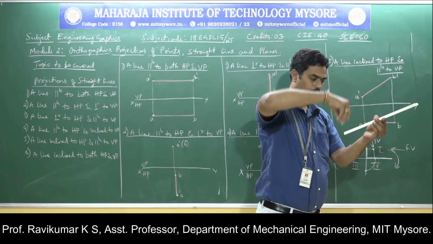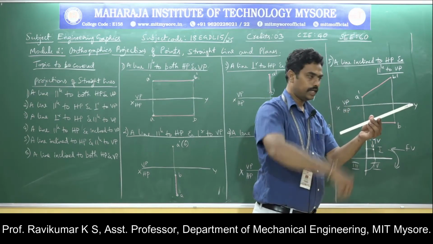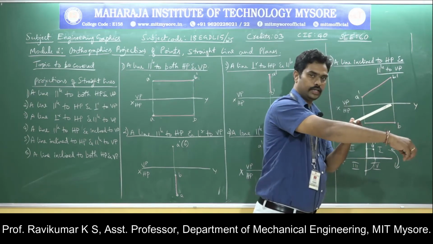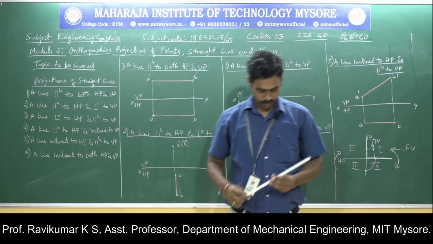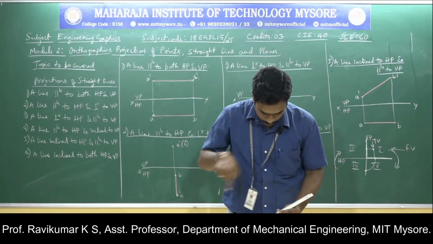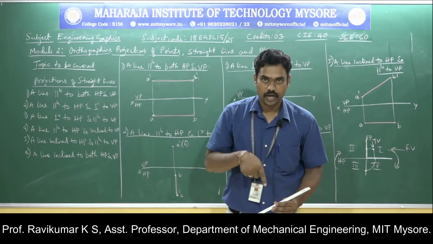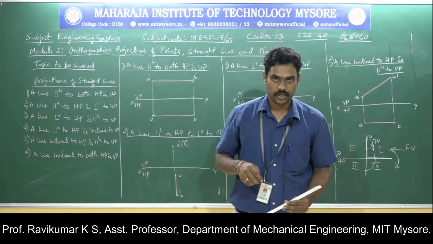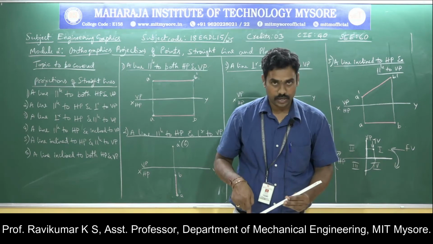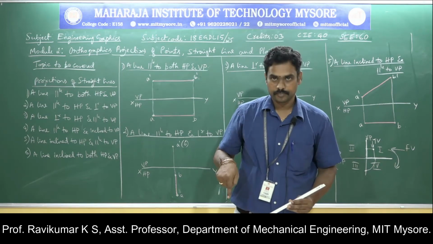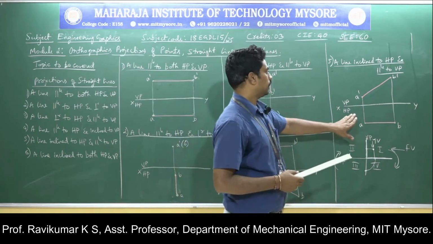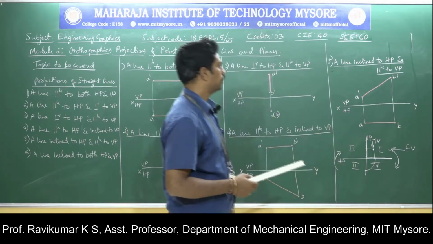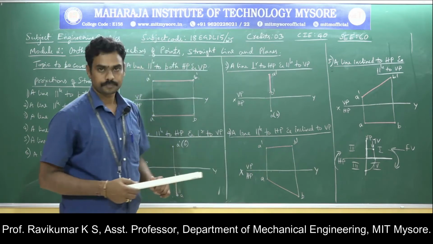Similarly, in the top view, try to project this point onto the horizontal plane and this point onto the horizontal plane, and if you join it, it appears as a straight line. Maybe this is nearer and this is far, but it appears straight in the top view. So this is the fifth condition.